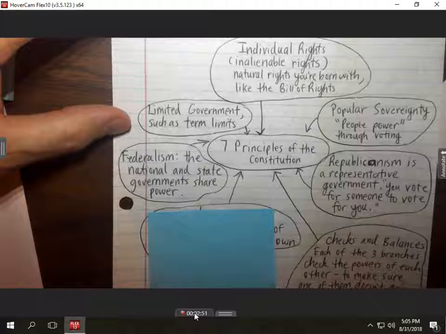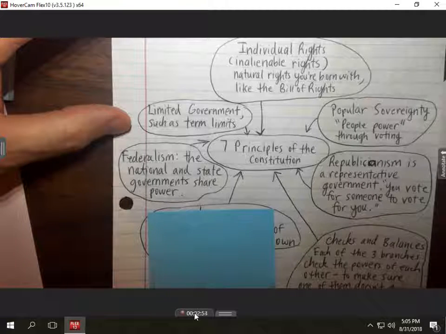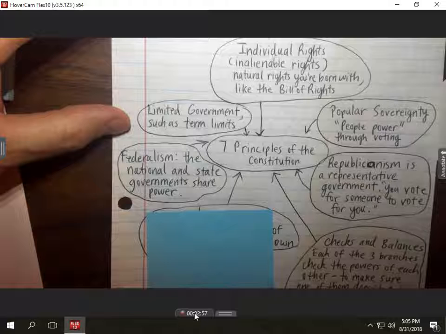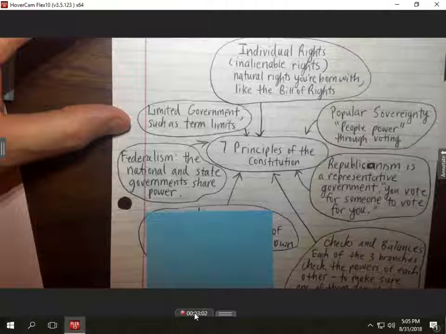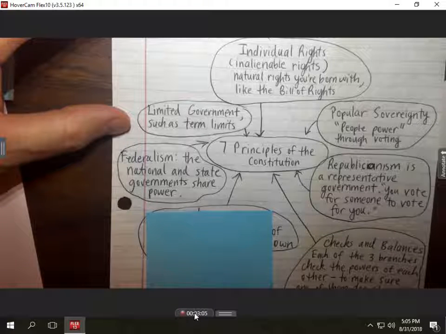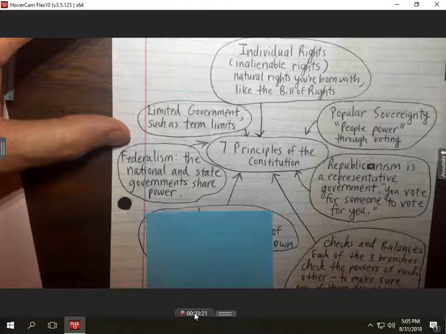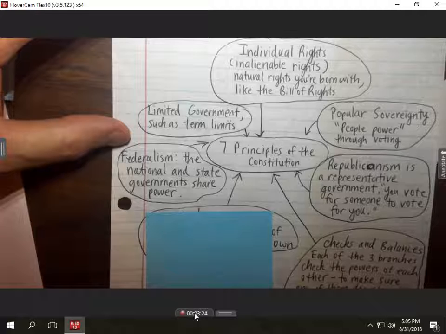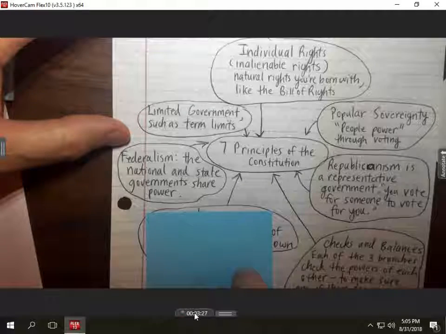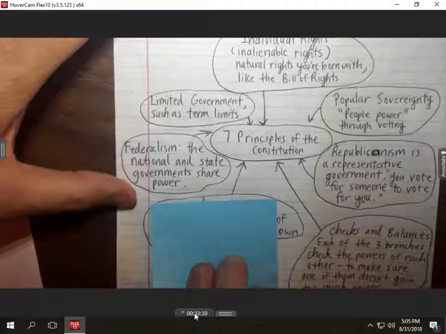Federalism. The national and state governments share power. For example, there's a president at the federal level that leads, and then there's a governor at the state level that leads. There's a Congress in Austin. There's a Congress in Washington, D.C. There is a Supreme Court in Austin. There's a Supreme Court in Washington, D.C. as well. So both the national and the state governments share power to govern. All right, that's federalism.